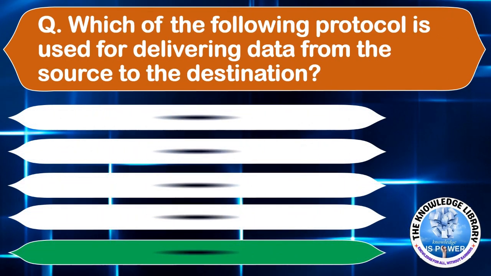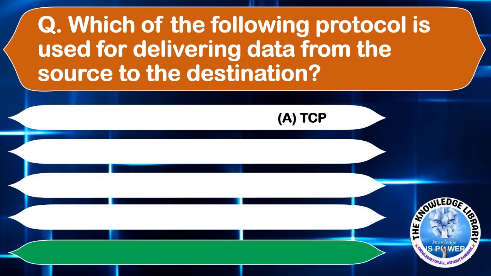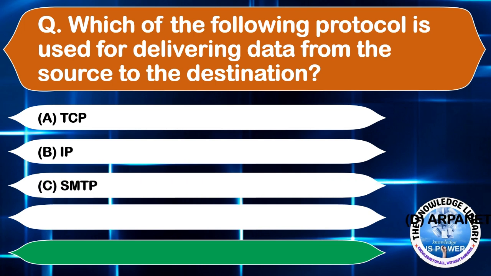The next question is, which of the following protocol is used for delivering data from sources to the destination? Option A, TCP. Option B, IP. Option C, SMTP. Option D, ARPANET. The correct answer is option C, SMTP.